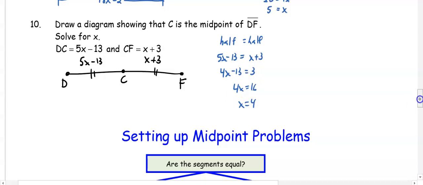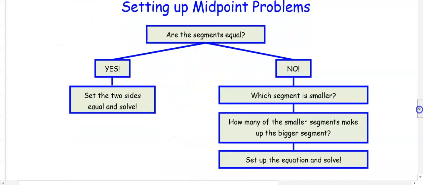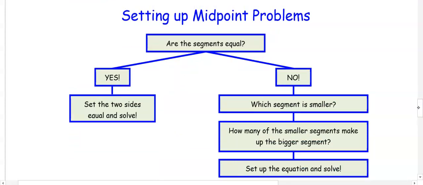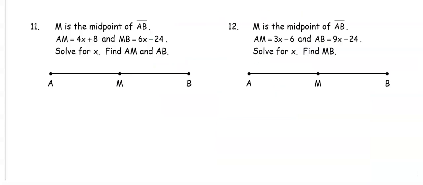So remember when we are setting up midpoint problems, something you should be running through in your head: are the segments equal? If yes, you set them equal to each other and solve. If no, the smaller segment you need 2 of to get your bigger segment, and then you set up your equation: 2 times a half equals the whole segment.